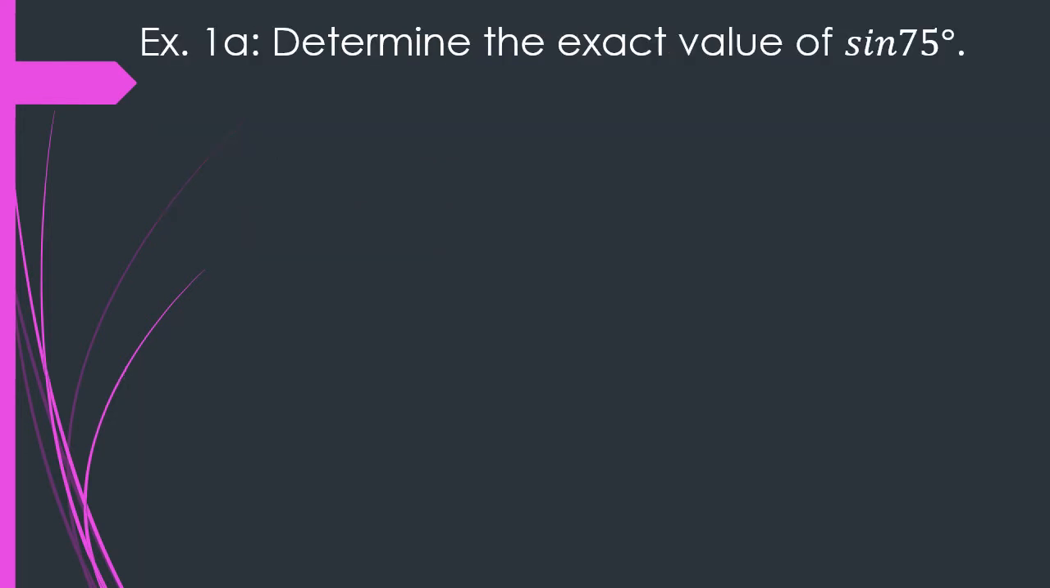Getting to our first example, we want to determine the exact value, meaning no decimals, of sine 75. Now sine 75, that's not a special triangle, but as we just examined in our little investigation earlier, you could do 30 plus 45, and we have nice special angles and triangles that have exact solutions for 30 and 45. So you are going to look at your addition compound formula for sine.